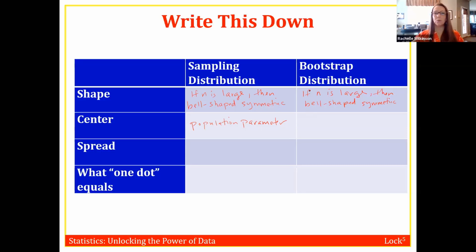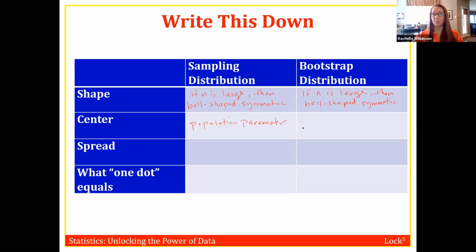Now, backing up, our sampling distribution was created by taking lots and lots of samples from the population. Because we're taking random samples from the population, it's going to be centered on the population parameter. Our bootstrap distribution is created by taking lots and lots of random samples with replacement from our sample.